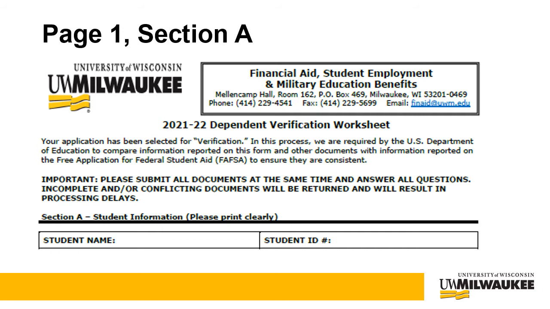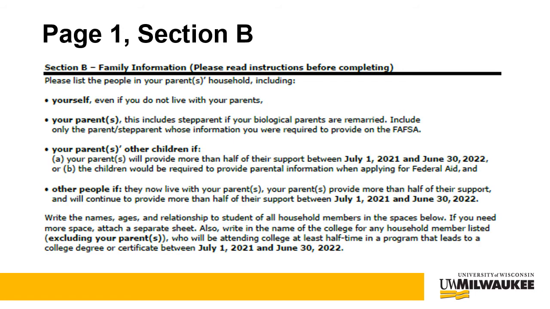Next is Section A. Student must include their name and student ID number. This is important to ensure that documents received are associated to the correct student. Next is Section B, Family Information. This section is to verify the number of people in the household that was reported on the FAFSA. For dependent students, the student and their parent or parents must be included.